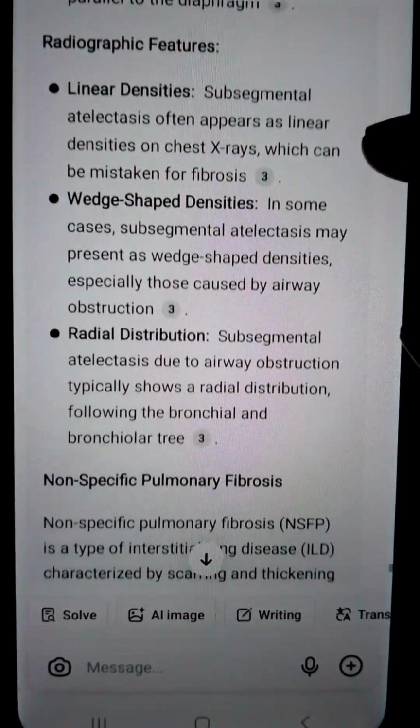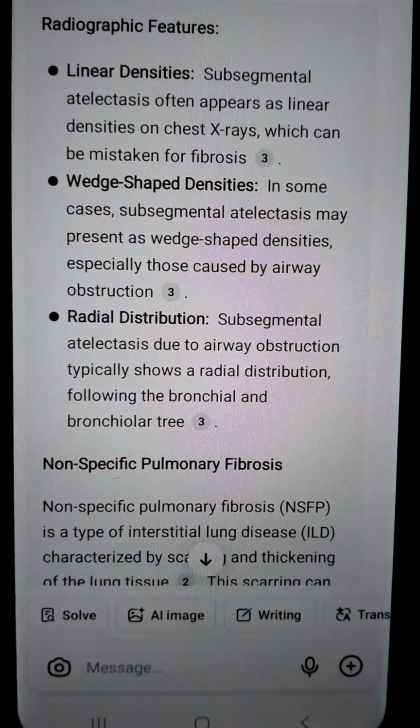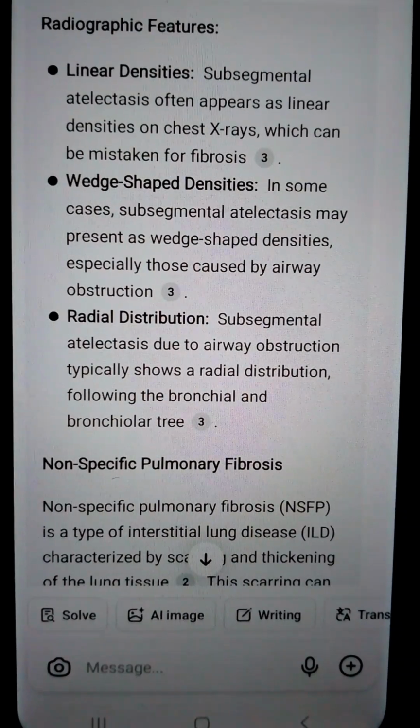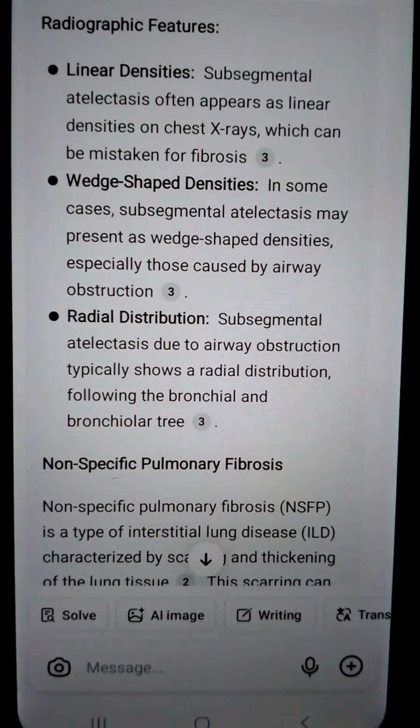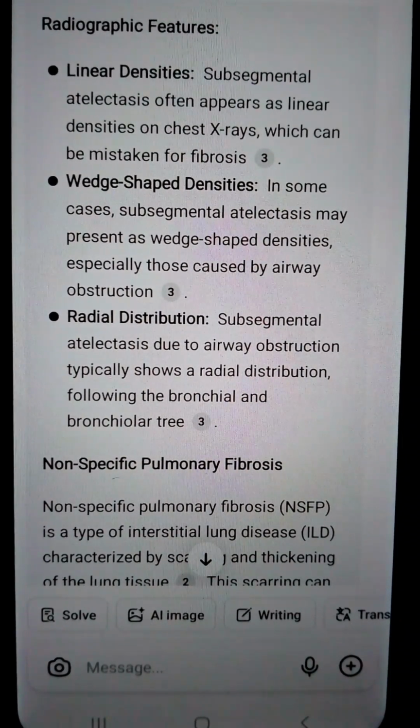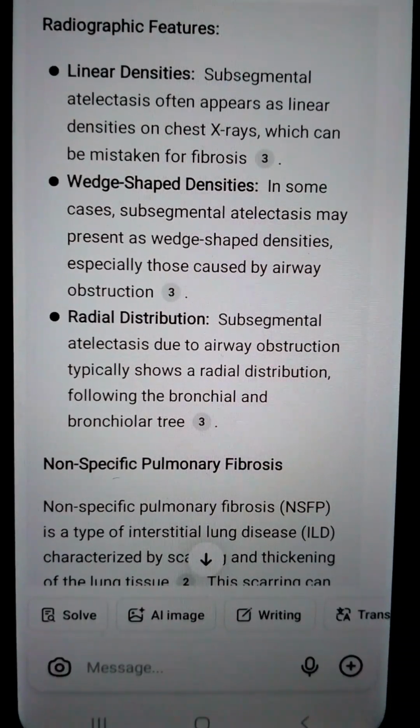Radiographic features. Linear densities. Subsegmental atelectasis often appears as linear densities on chest X-rays, which can be mistaken for fibrosis. Wedge-shaped densities. In some cases, subsegmental atelectasis may present as wedge-shaped densities, especially those caused by airway obstruction. Radial distribution. Subsegmental atelectasis due to airway obstruction typically shows a radial distribution, following the bronchial and bronchiolar tree.